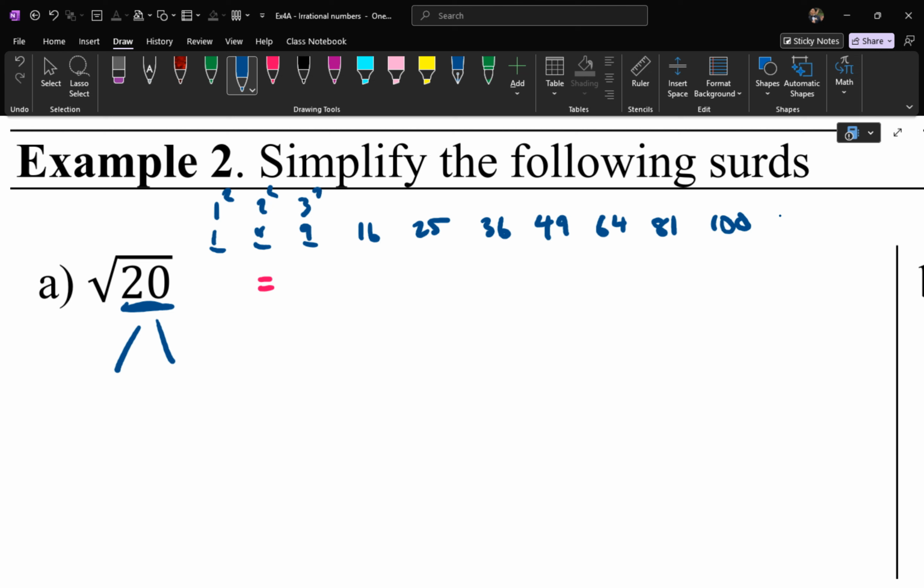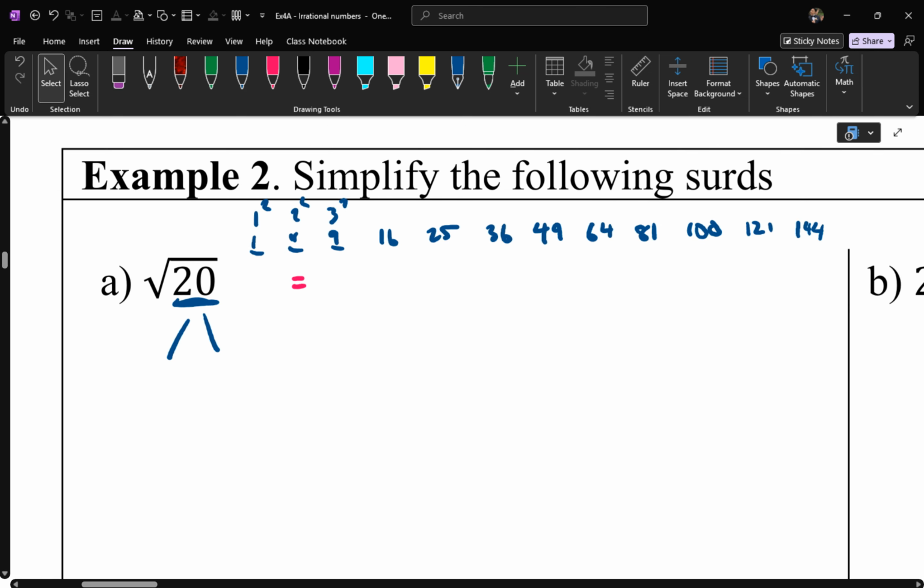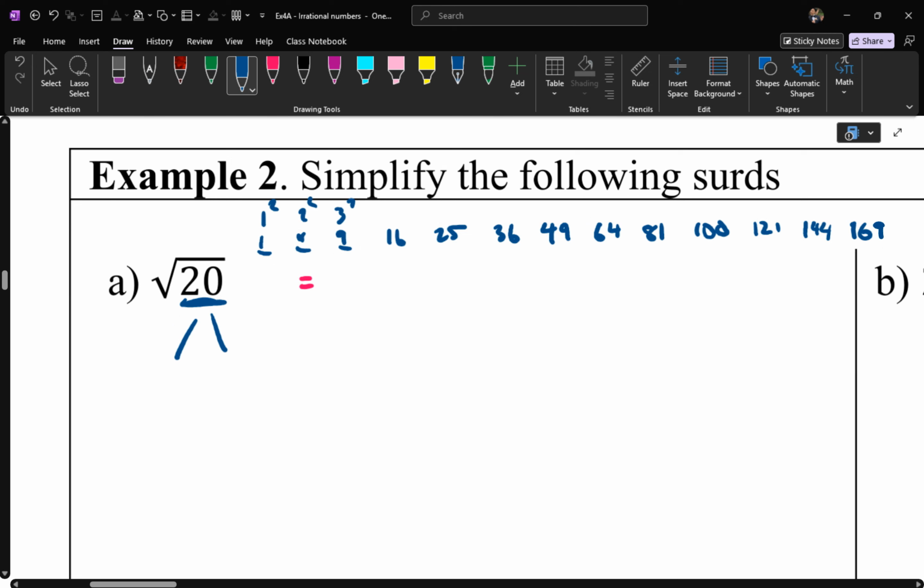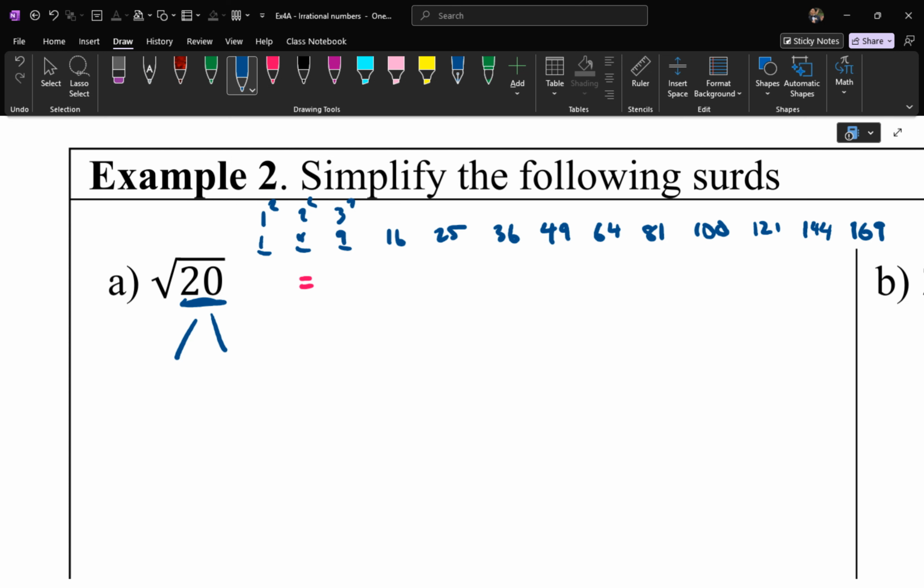100. 121. All right. Oh, 169. Now, all right, pause there. You need to memorize the squared numbers up to at least that point. Okay, so if you don't know it, write it down.